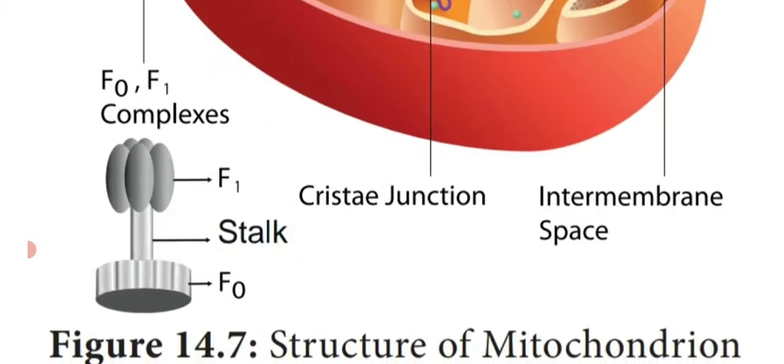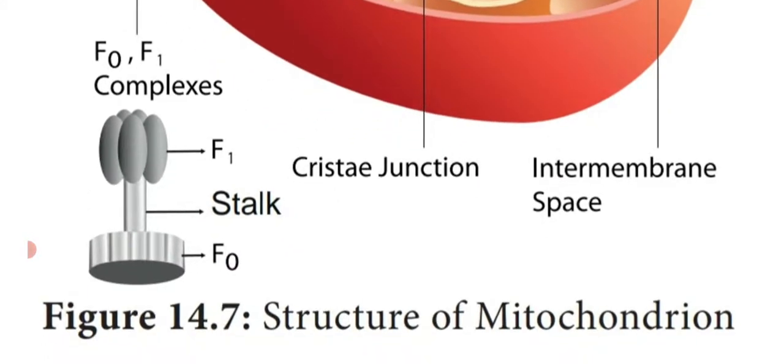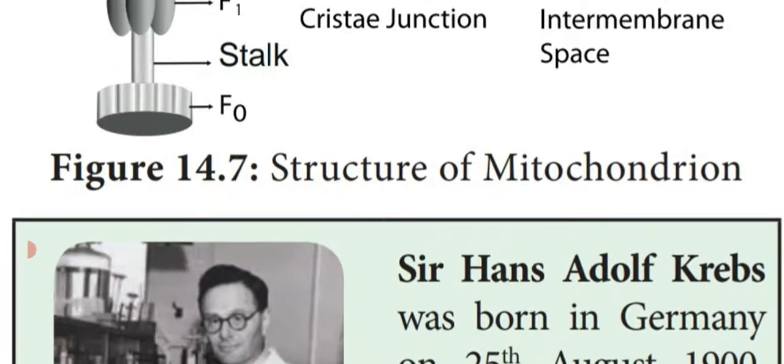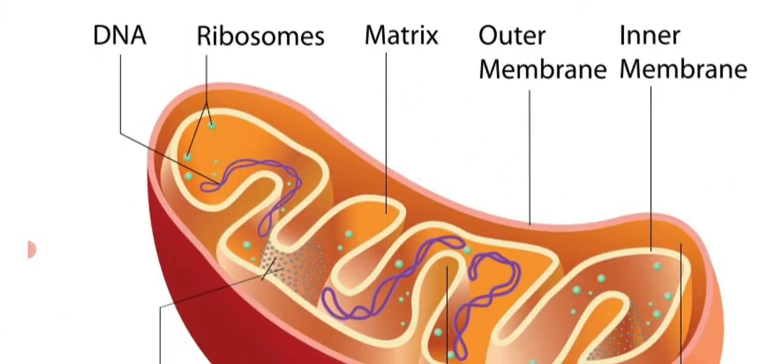The structure of the oxysome looks like this. It has a head region and a base. The head region contains F1 and the base contains F0. Both of them are connected by a stem-like portion called the stalk. So this is the structure of mitochondria in which the Krebs cycle takes place, particularly in the mitochondrial matrix, which contains many enzymes. So the TCA cycle takes place in the mitochondrial matrix.